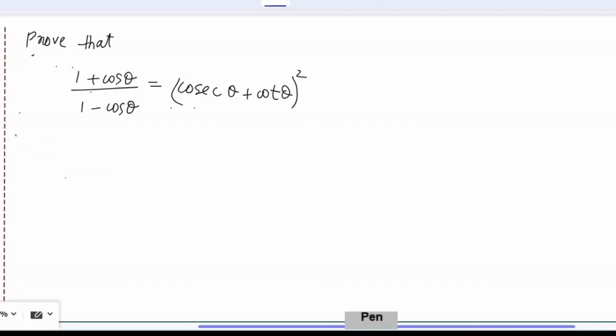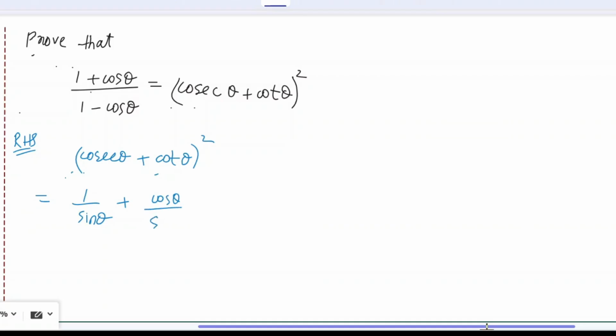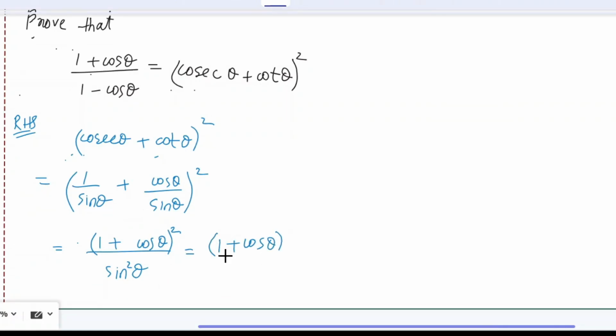In this question, instead of taking the left hand side, we'll take the right hand side, because the right hand side has cosecant and cot, which will be converted into cos and sine easily. So cosecant is equal to 1 over sine, and cot is cos over sine, and take the LCM. When we take the LCM, the denominator is the same, which will be sine theta, and because of the whole square on the above, it will be sine square theta, and the numerator will be as it is, 1 plus cos theta, with the square on the top, and sine square will be converted into 1 minus cos square.